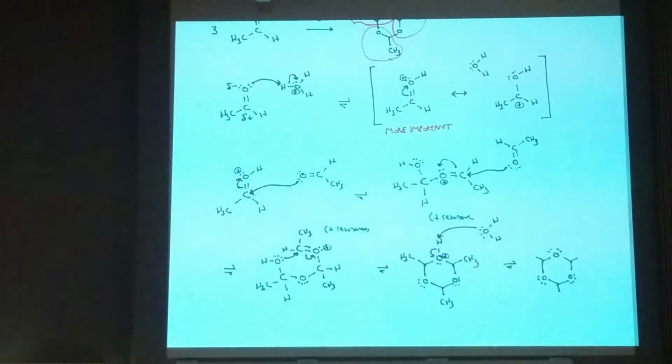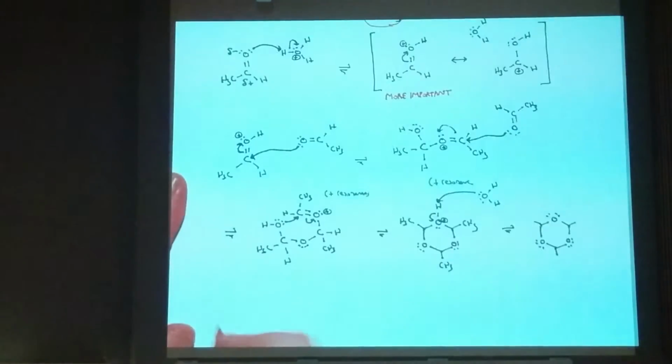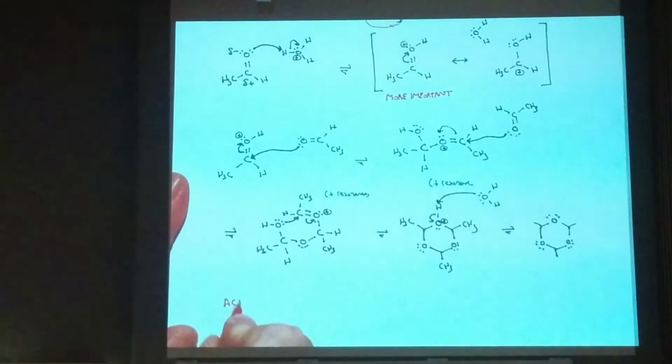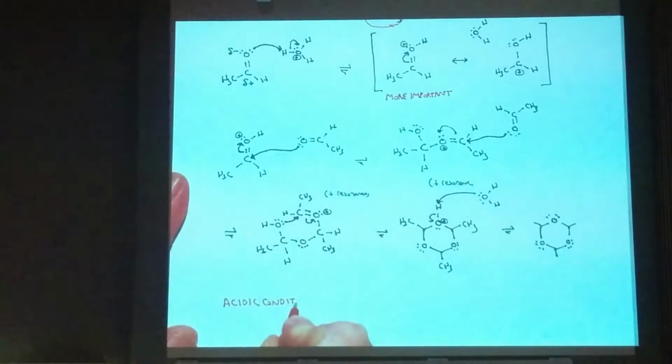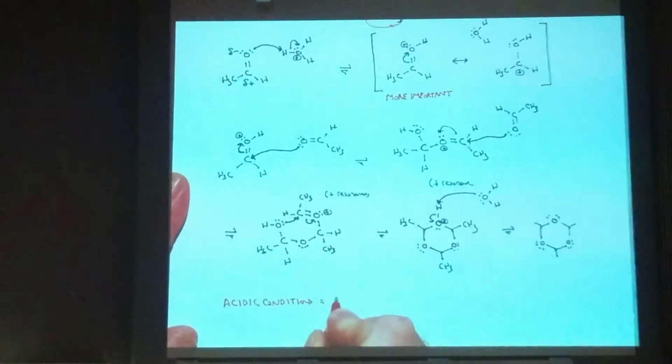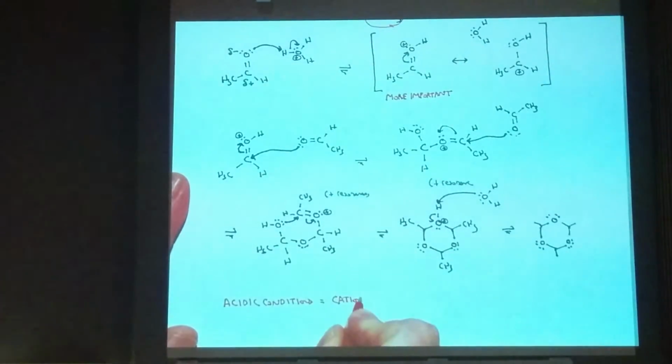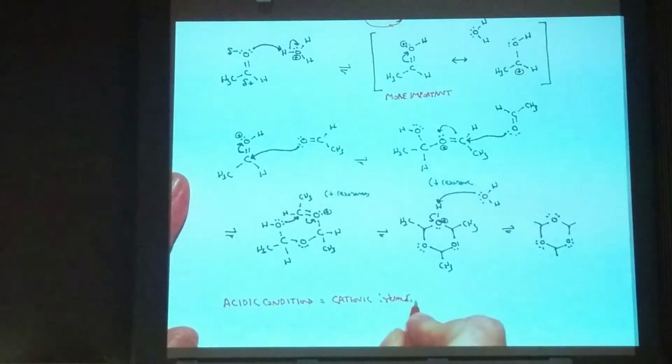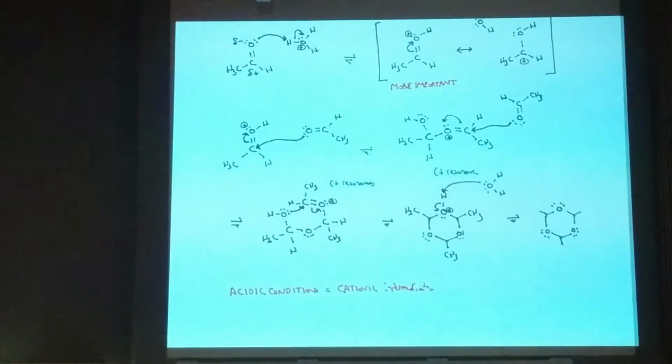Acid conditions, cationic intermediates. Basic conditions, we have anions. When we're working under acidic conditions, we've got cations. Neutral conditions, then you're allowed to have both charges. But a lot of these reactions, either basic conditions, that's what we started off talking about, now we've moved into the acidic conditions.